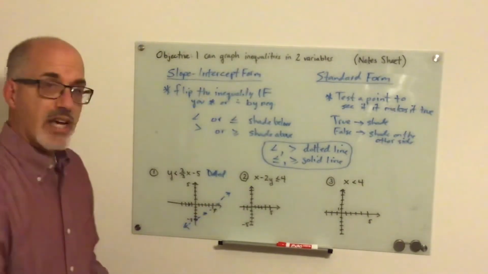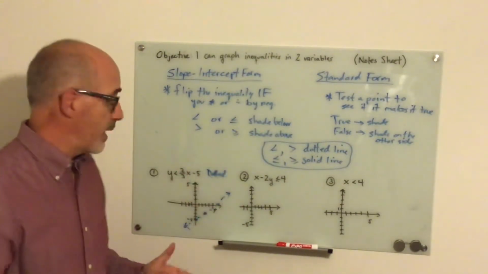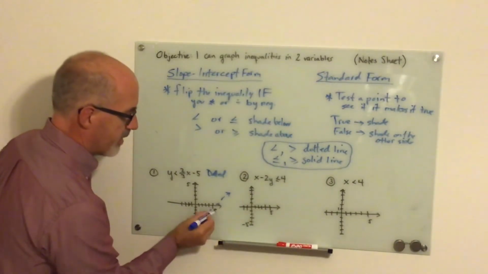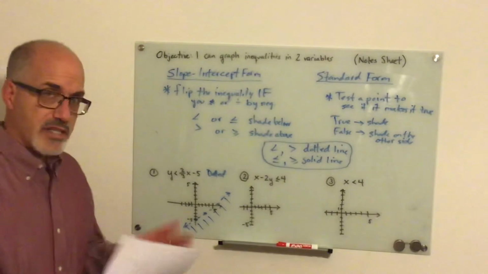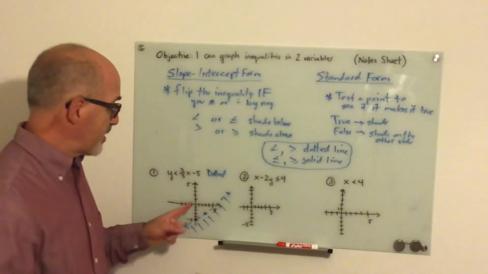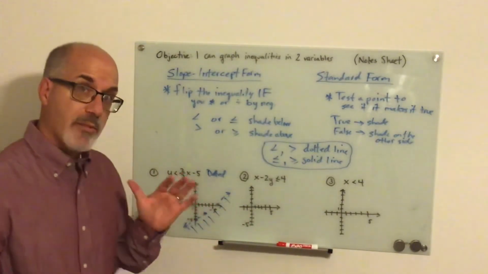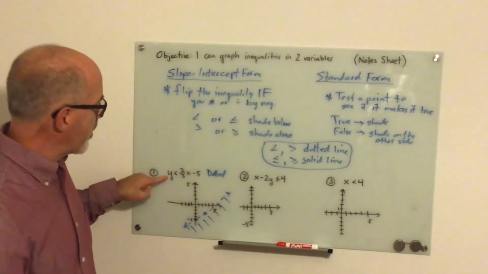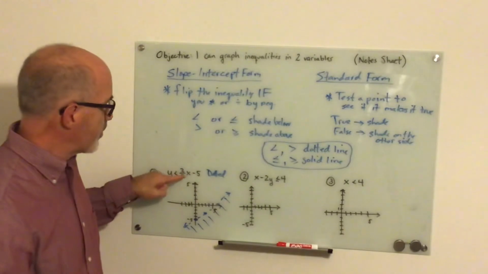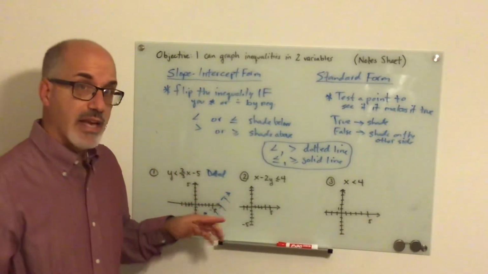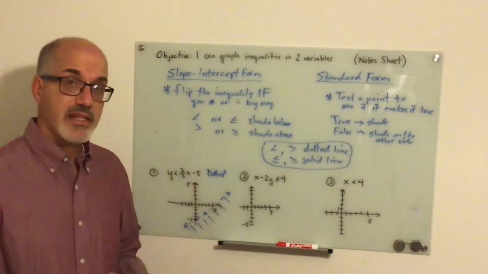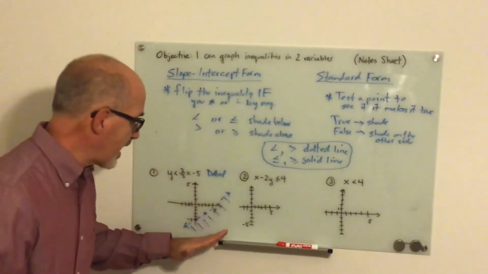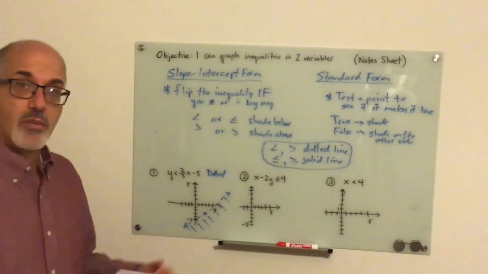And now I have to decide whether I shade above it or below it. Because it's a less than, I go below the line here. Now, just to make sure, let's test 0, 0, which should come up with a false statement because it's not on the shaded side. If we put in 0, is 0 less than 2/3 times 0 minus 5? And it's not. 0 is not less than -5. So this side is false. This side, if you test any point in this region, it will work.